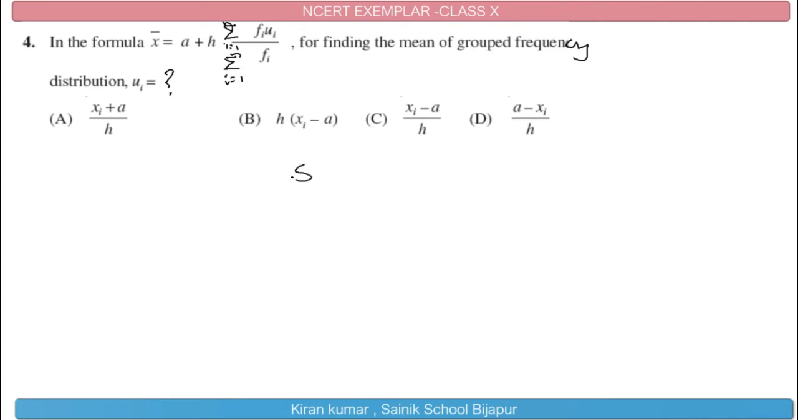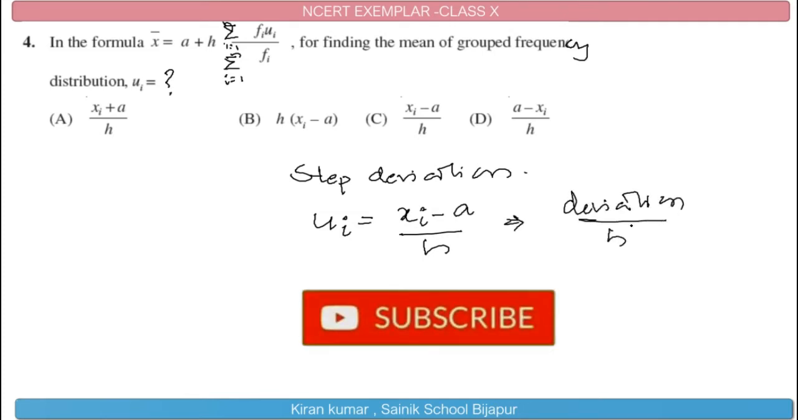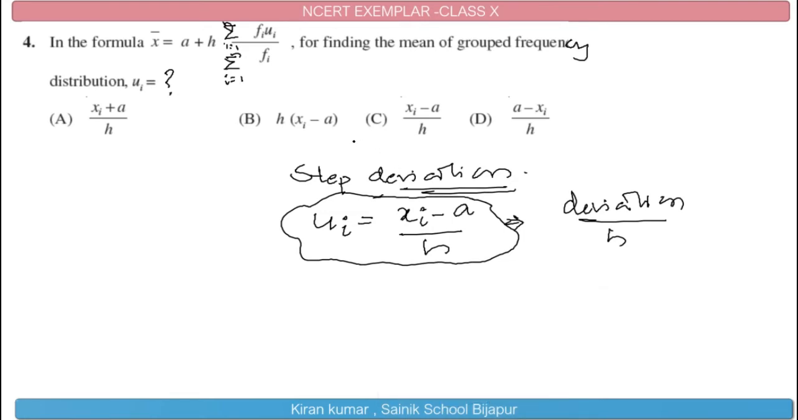We all have learned step deviation method. In this step deviation method, we have the deviation which is reduced further. So this ui is given by xi minus a upon h. This is deviation divided by h. H is the class size. So this particular thing is present in option C. So option C is the right answer.